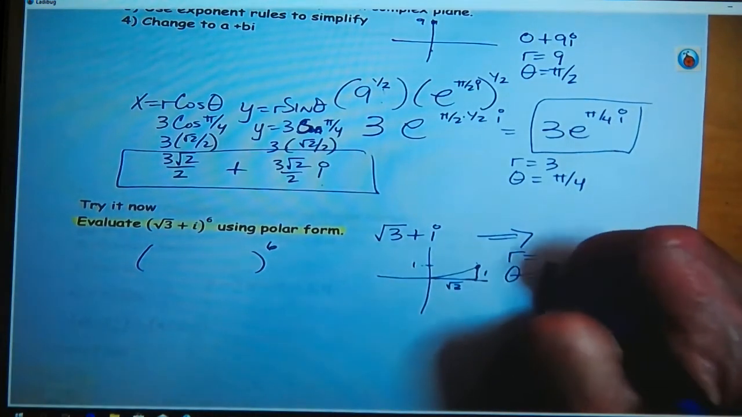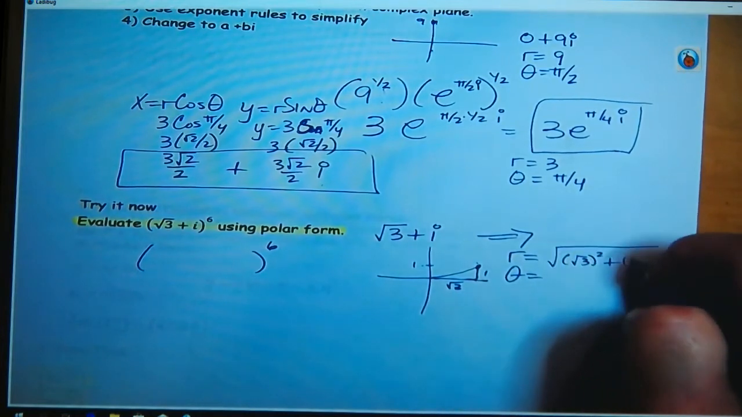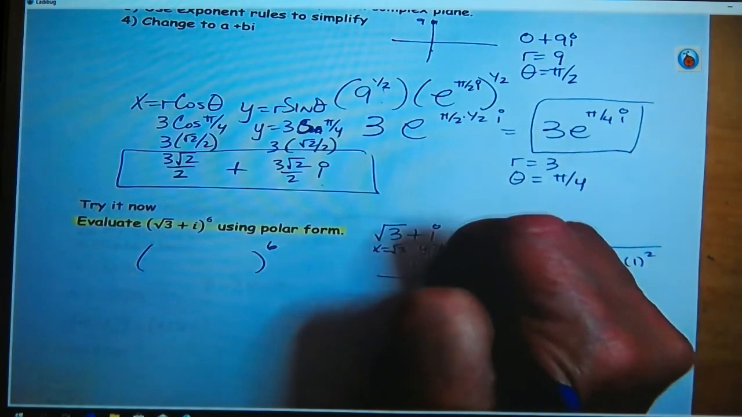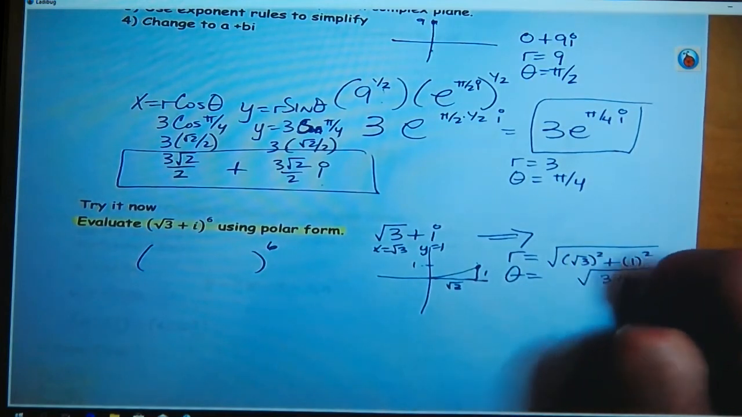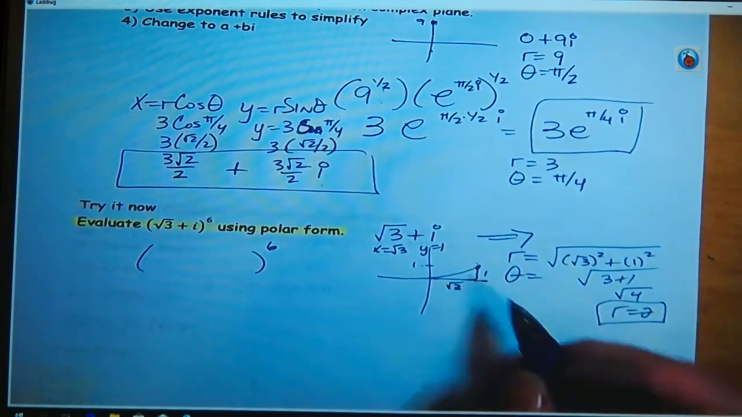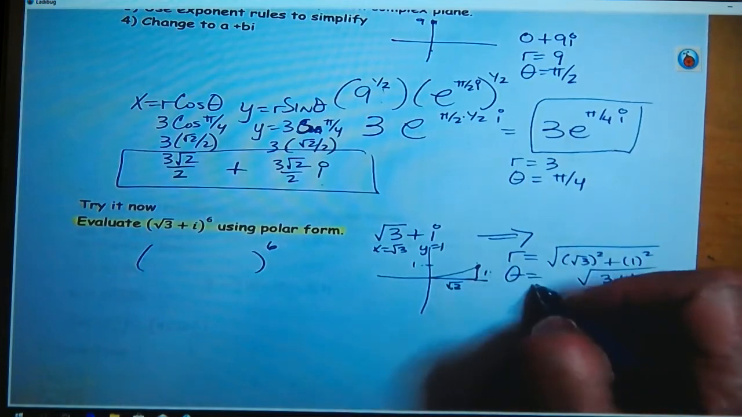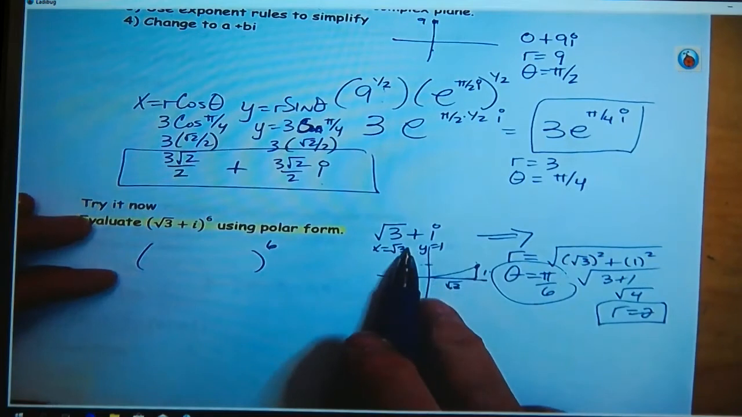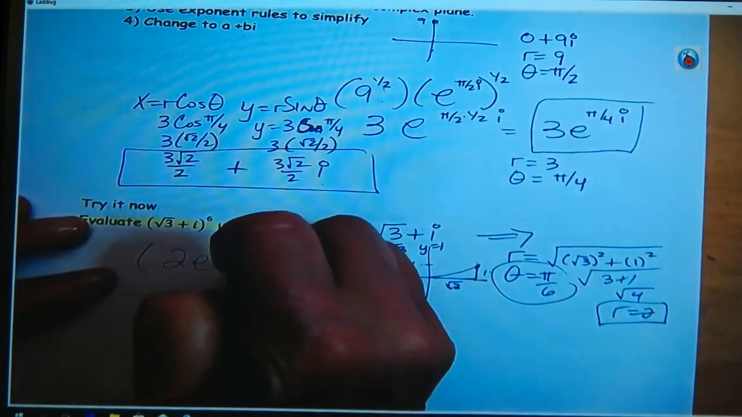So r is going to be the square root of x squared plus y squared, right? x equals radical 3, y equals 1, okay? And so that is the square root of 3 plus 1. So r equals 2. And theta, look on your unit circle, tangent 1 over radical 3, that is going to be pi over 6. So I'm going to rewrite this as 2e to the pi over 6 i.